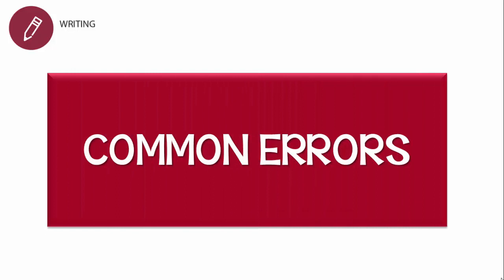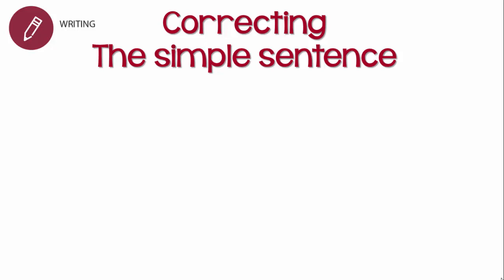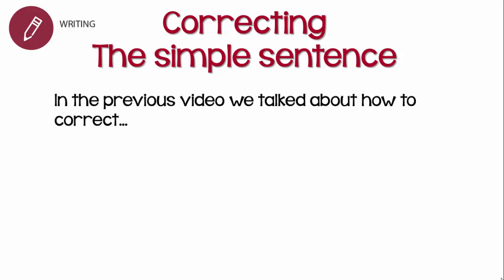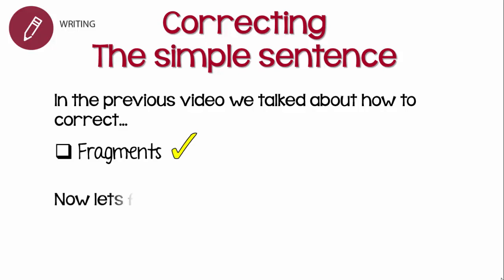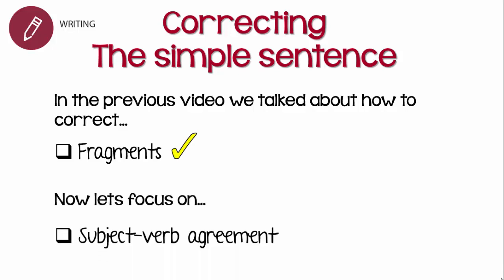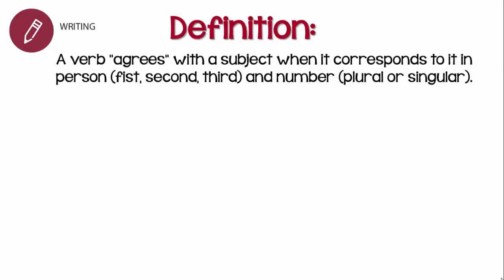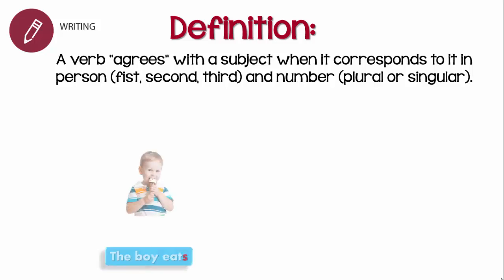Let's continue talking about common errors in the simple sentence. In the previous video, we talked about how to correct fragments. Now, let's focus on subject-verb agreement. A verb agrees with a subject when it corresponds to it in person and number. Let's look at an example.